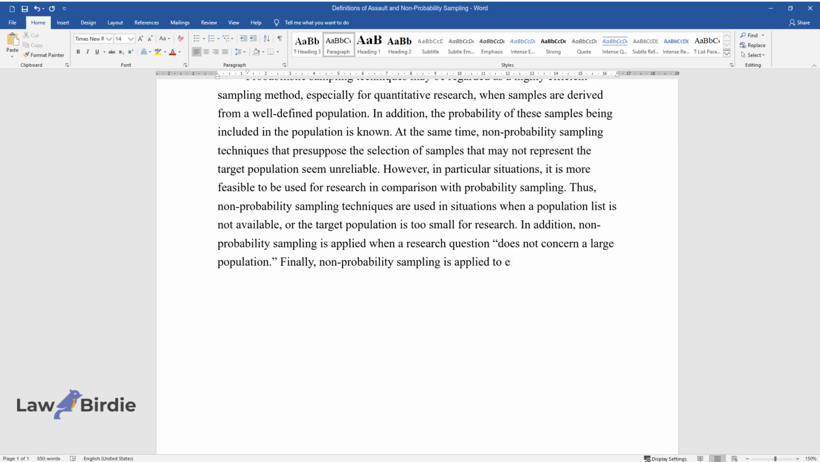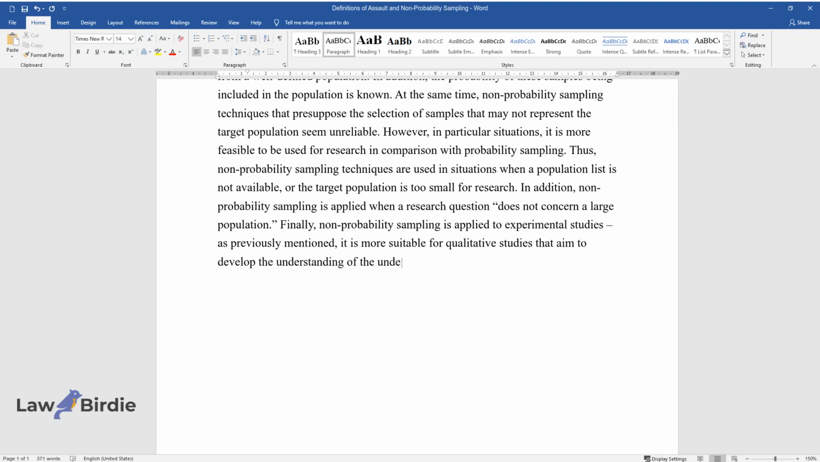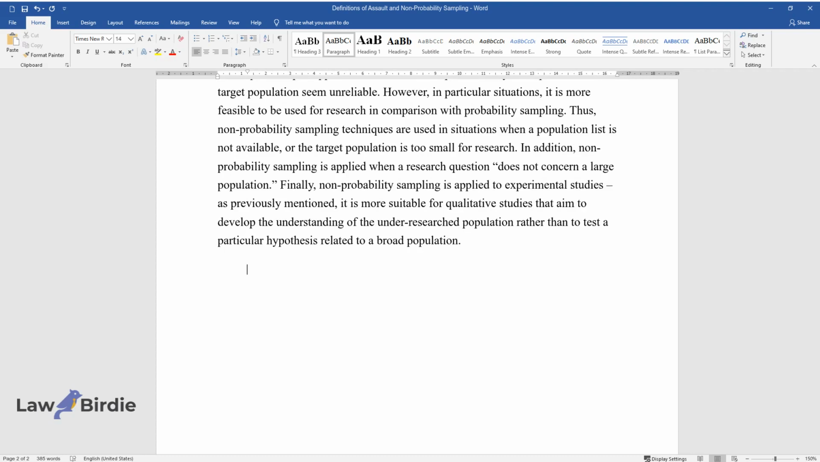Finally, non-probability sampling is applied to experimental studies. As previously mentioned, it is more suitable for qualitative studies that aim to develop the understanding of an under-researched population rather than to test a particular hypothesis related to a broad population.